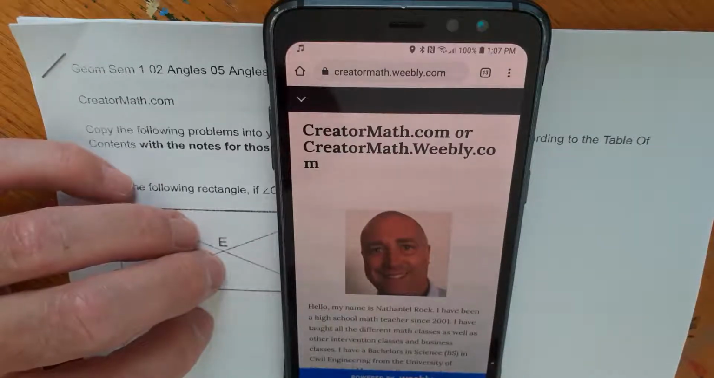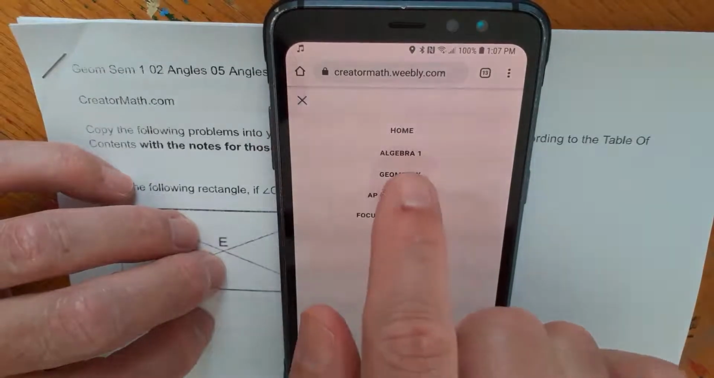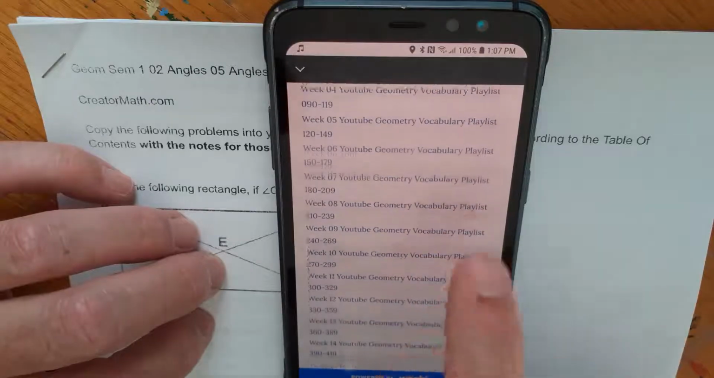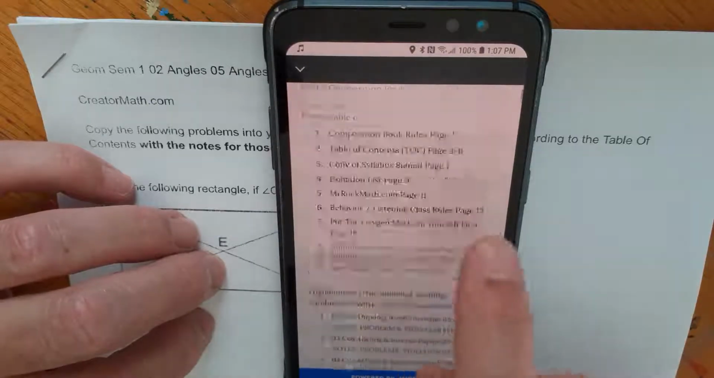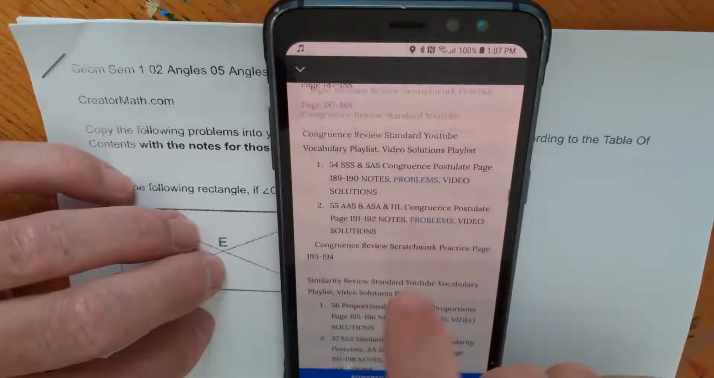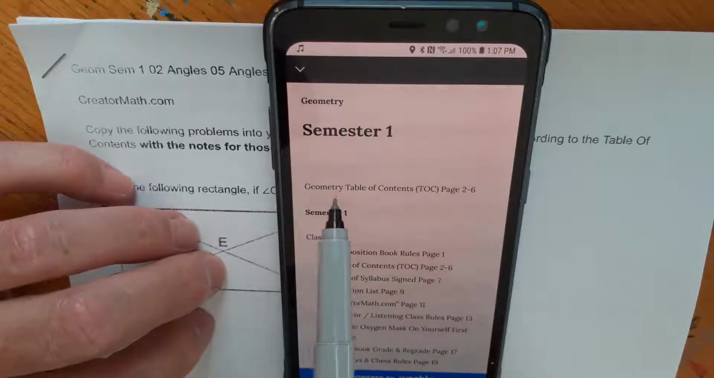Anything for composition book stuff, you guys, scroll down on this home page, it's all there. But when we want to get into actual notes, video lessons, problem sets, vocabulary, we click the Geometry tab in this case. We're going to pass by this PDF of all the vocabulary for the whole school year. We're going to pass by this semester and go for the one we want. Here we go, Semester 1 in this case, and this says Table of Contents.